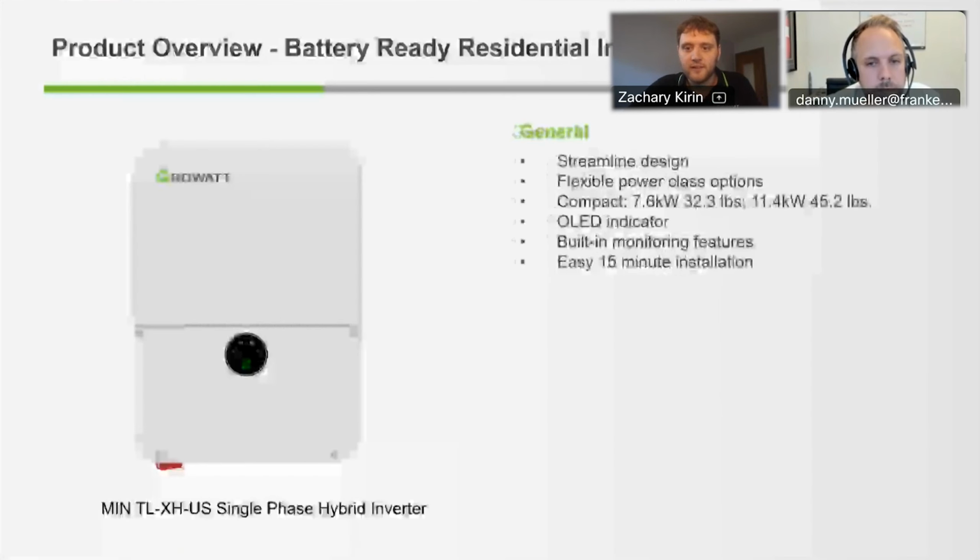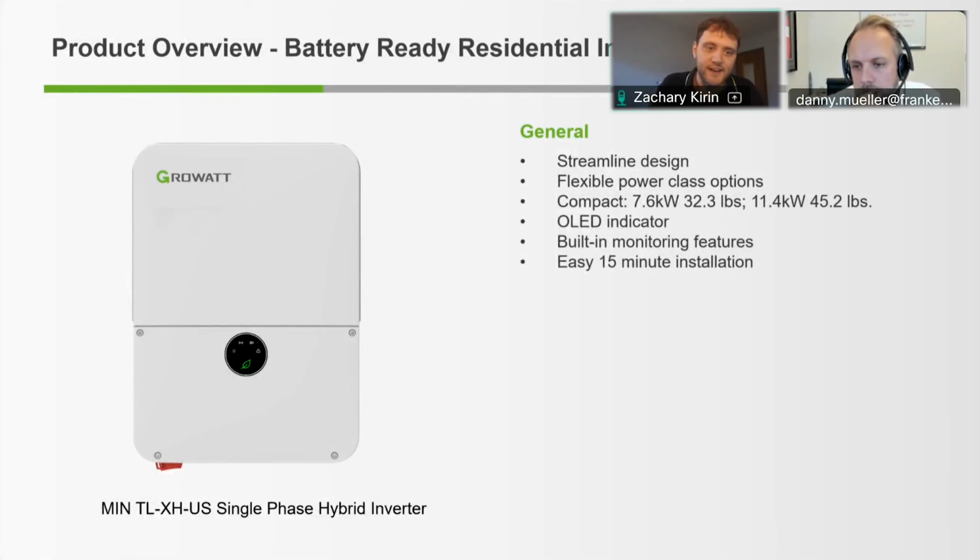Just to discuss a little bit more about the inverter, we've probably already seen the presentation that I gave recently, but I want to make sure that we understand the inverter that we're talking about. This is the MIN-TL-XH US hybrid inverter with flexible power class options ranging from 3.8 kilowatts to 11.4 kilowatts. There are 2 different footprints here. The 7.6 and below is a little bit lighter of a model, and then the 11.4 is providing a little bit more power for the user and a little bit bigger of a package.